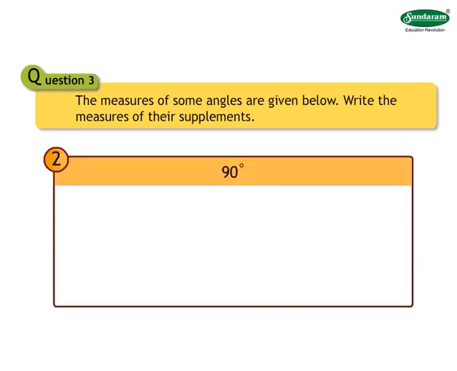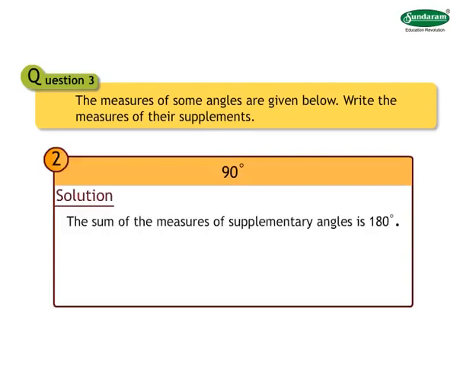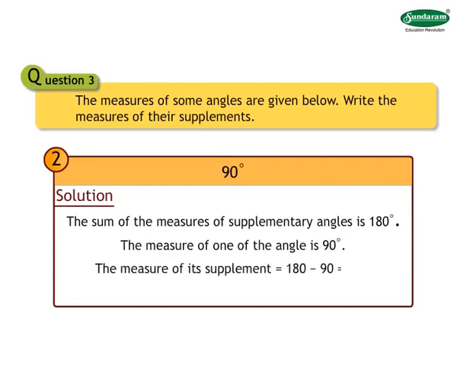Number 2. 90 degrees. Solution. The sum of the measures of supplementary angles is 180 degrees. The measure of one of the angles is 90 degrees. The measure of its supplement is equal to 180 minus 90, which is equal to 90 degrees. Thus, the measure of its supplementary angle is 90 degrees.